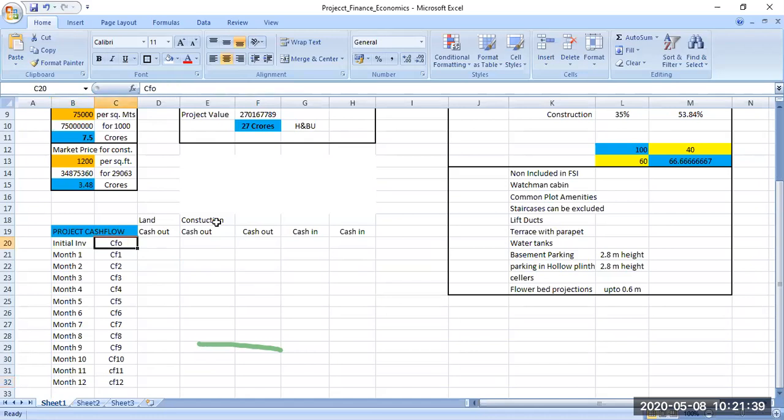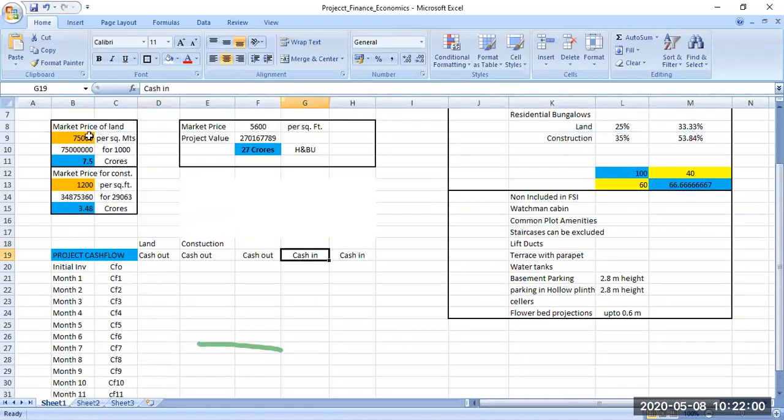And what I've done is I've divided the cash flow into two parts. One is the land and one is construction. And the inflow would be the sales. I'll have to imagine a few things, but let's start here. Let's start with the land.